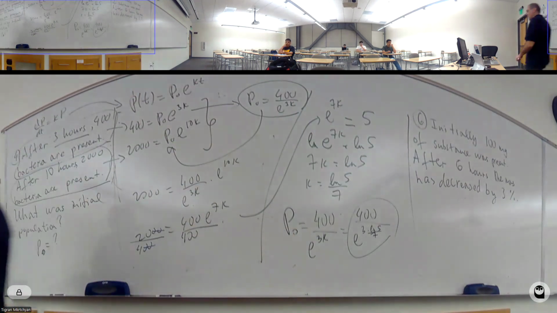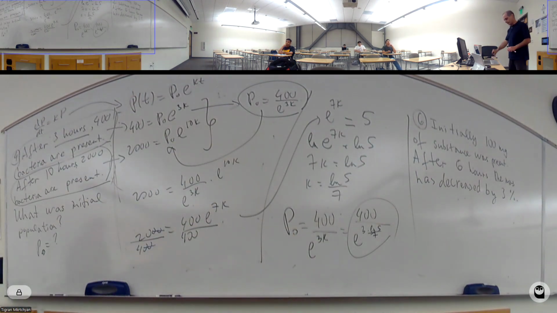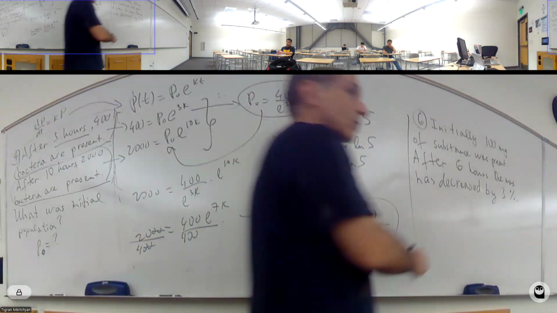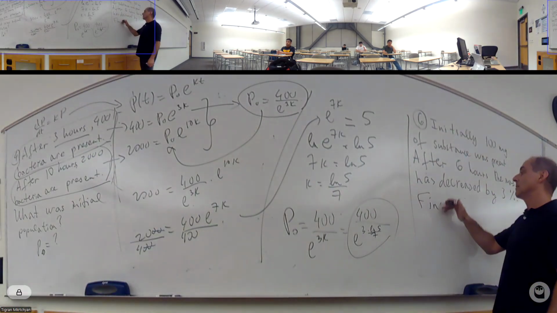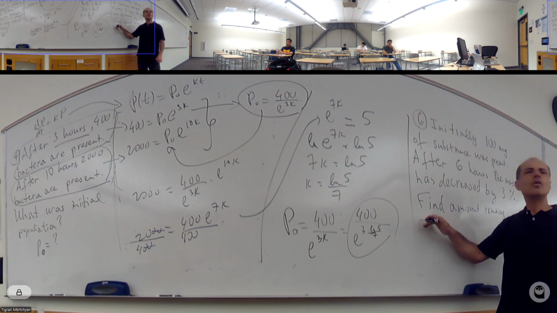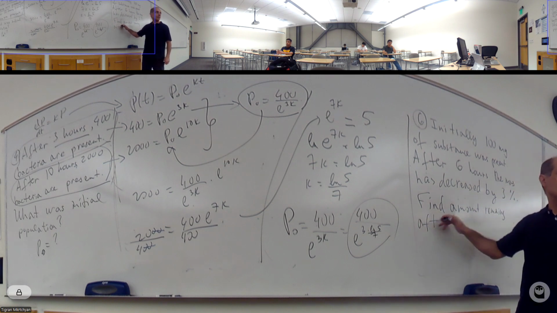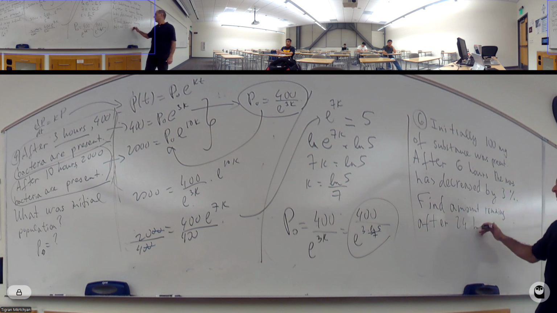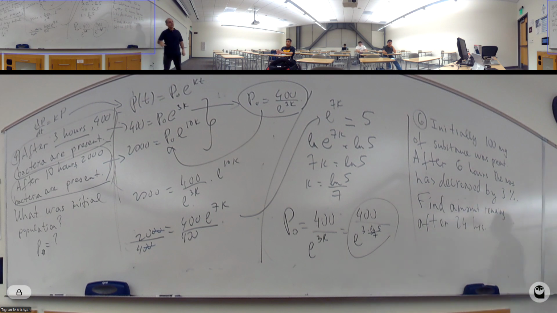This is part A and part B. Part A says, find the amount remaining after 24 hours, after 1 day. Okay, and there's part B about the half-life.